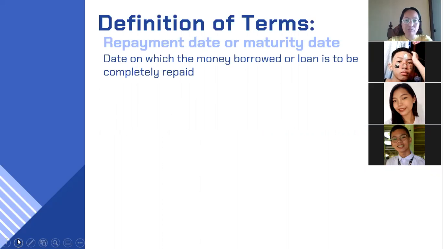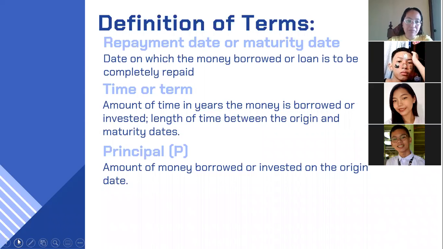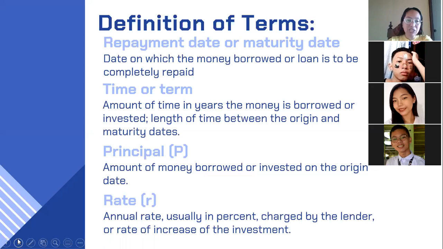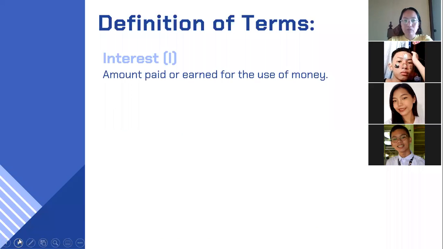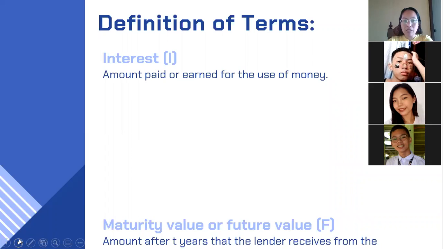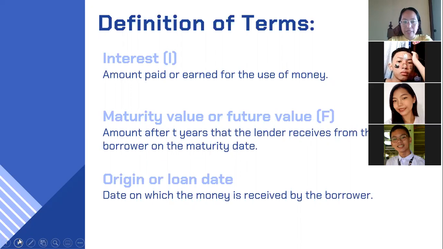So yan yung mga bumubuhay sa mga lender. Okay? Then we also have the repayment date or maturity date. Okay? So that's the amount of money to be paid after a certain period of time. Okay? Then we have the time or term, the principal, okay? The original amount borrowed actually yung principal natin, and then the rate. So you have to be familiar with the different symbols used for these terms because we will use this in the different formulas in the computation of simple and compound interests. Okay, then we have the I, which is the interest, the maturity value or future value, which is denoted by F, then the origin or the loan date.